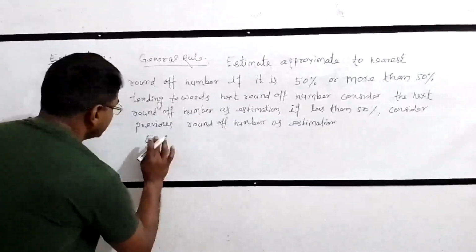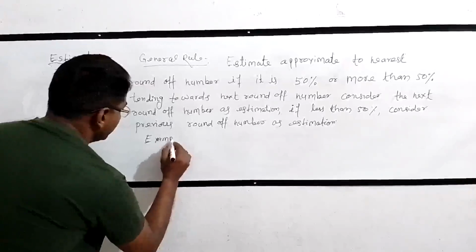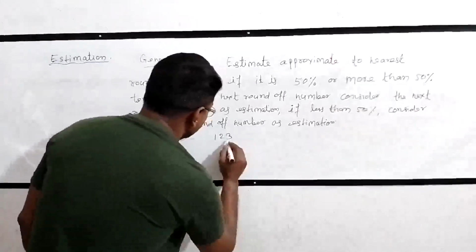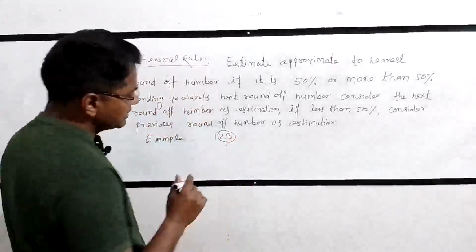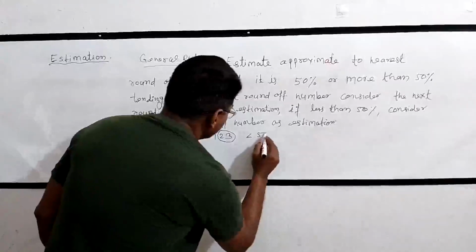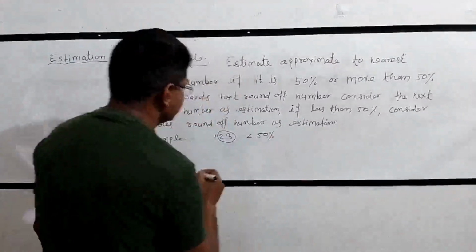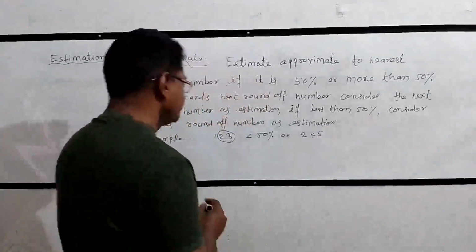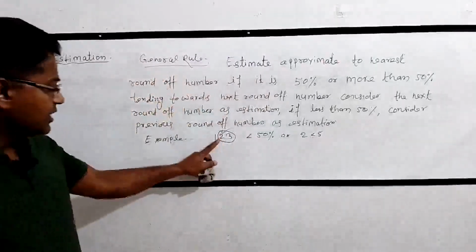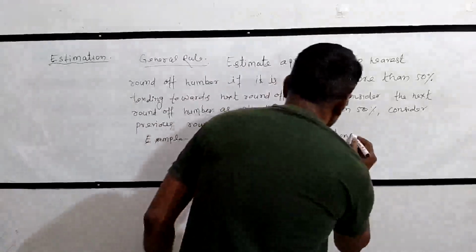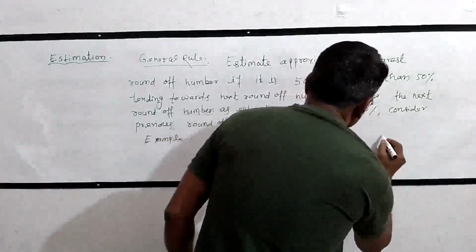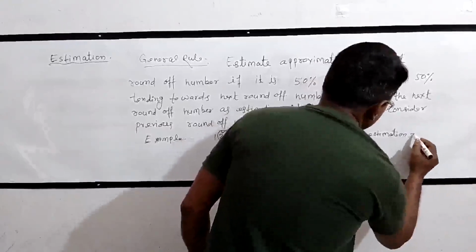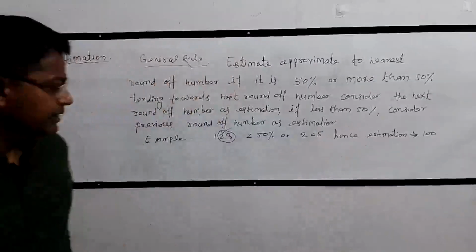Example: 123. Here you are getting 23, which is less than 50%, or you can say the digit 2 is less than 5, hence the estimation will be 100.